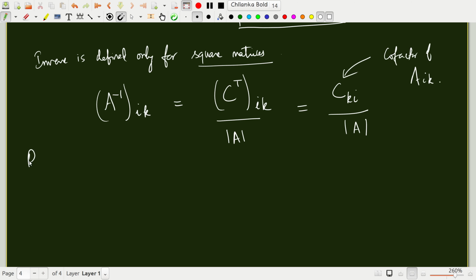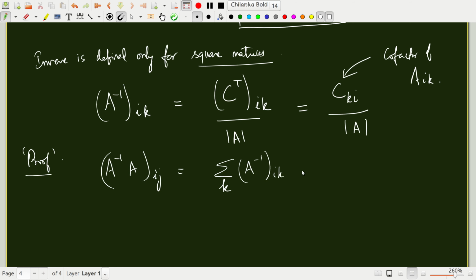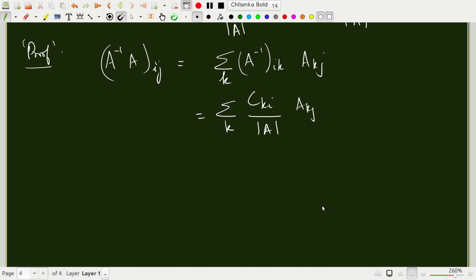How do you know this is correct? You can roughly prove it. You find the ij-th component of A inverse times A. That is the summation over k of A inverse_ik a_kj. But I know what A inverse_ik is: it is C_ki divided by the determinant of A, times a_kj. Now we can show from the definition of a determinant that you get the product of an element and its cofactor. This is precisely the same.